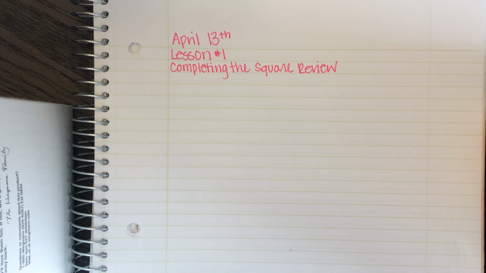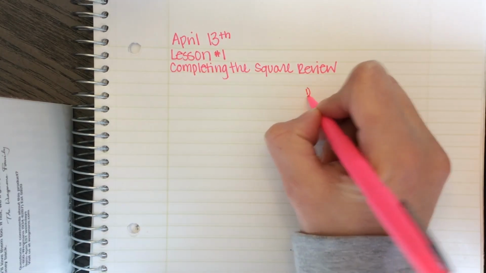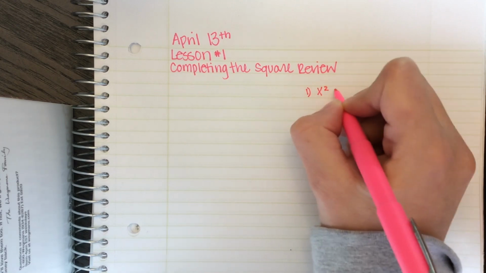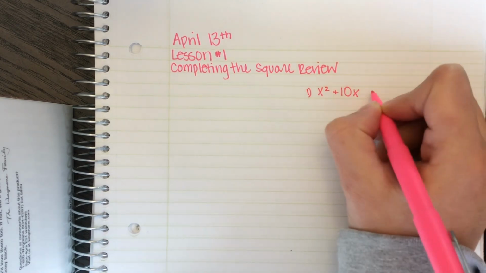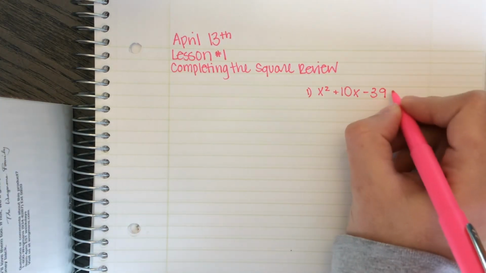So if you don't have a printer like me, I am just writing them in my notebook. Feel free to print off the sheet that we had if you have a printer, but if not, don't worry about it. The first thing it does is give some examples in a box. The first example is x squared plus 10x minus 39 equals 0.